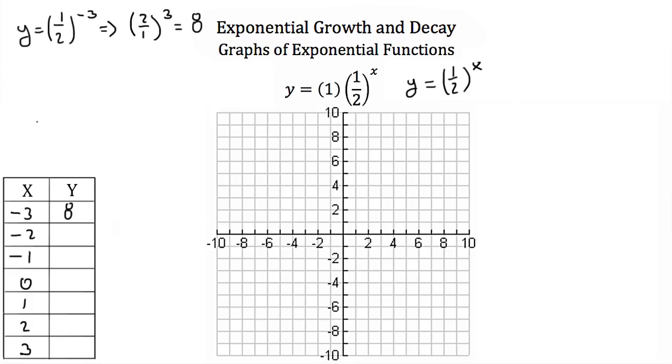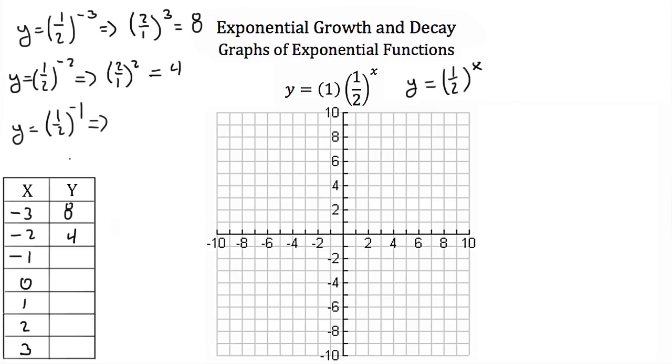If I plug in -2, I get y is equal to 1/2 to the -2 power. Again, this is the same as 2/1 squared. 2/1 squared is just 4. If I plug in -1, I get y is equal to 1/2 to the -1st power. That's the same as 2/1 to the 1st power. 2/1 to the 1st power is just 2.